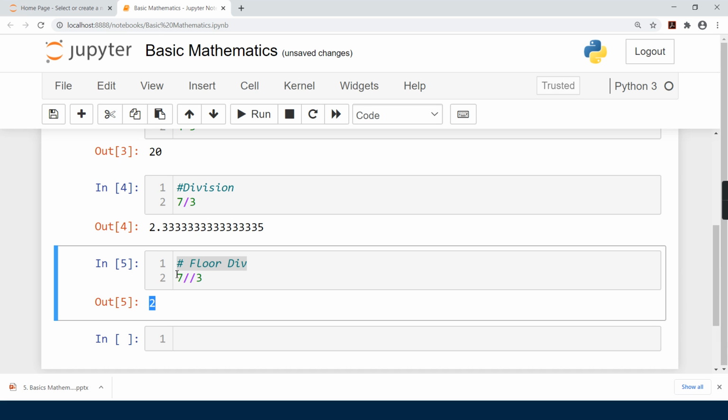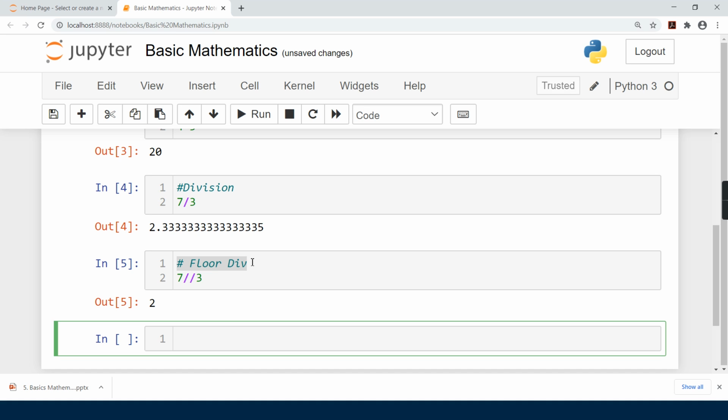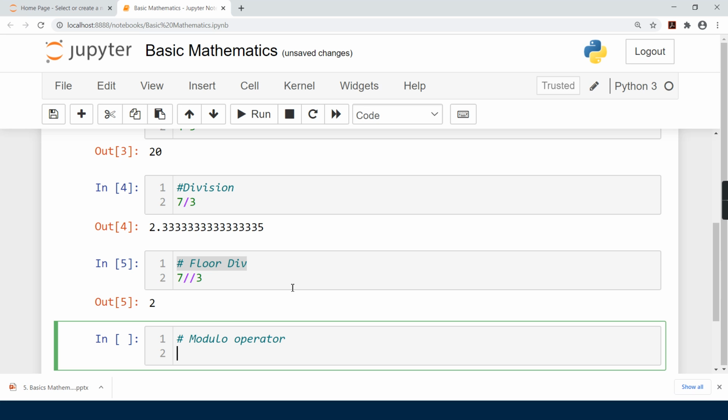That means 3 goes into 7 exactly 2 times, and it's going to ignore that particular value of 1, that is the remainder. Now what if I want to know what the remainder is? For that we need to use the modulo operator. So here we have the modulo operator, and here we have 7, and for the modulo operator we are simply going to use the percentage sign. So 7 percentage 3.